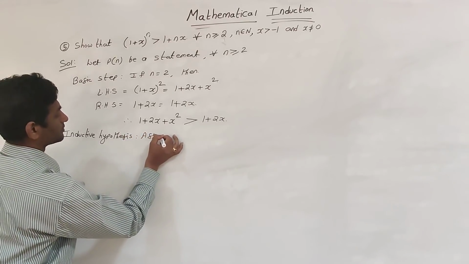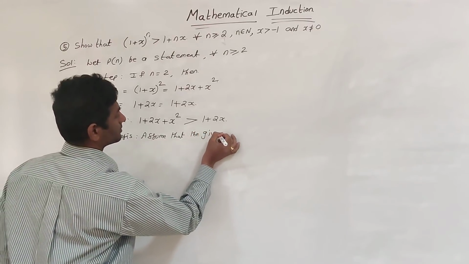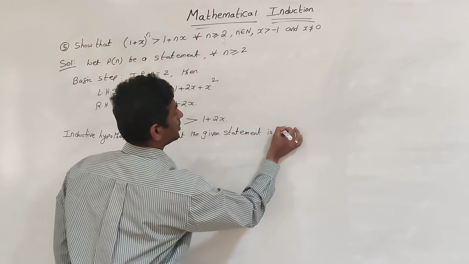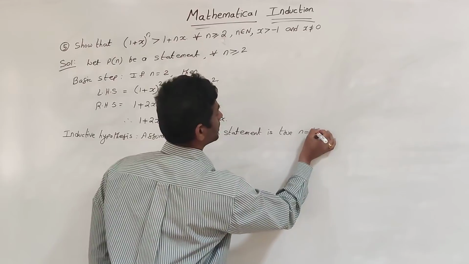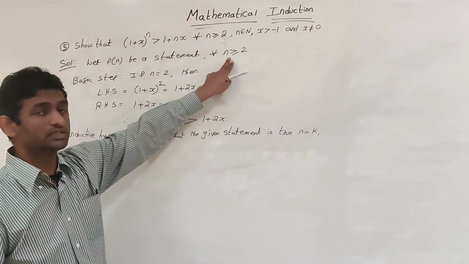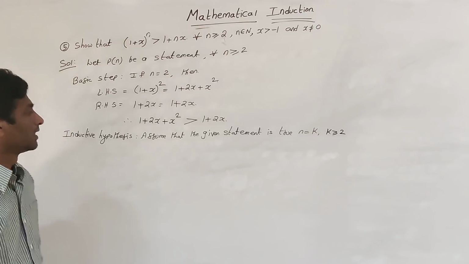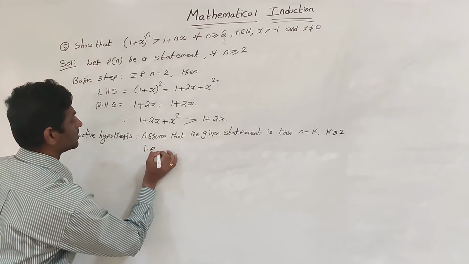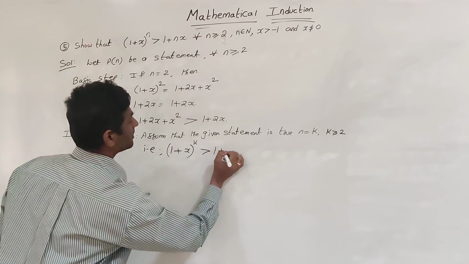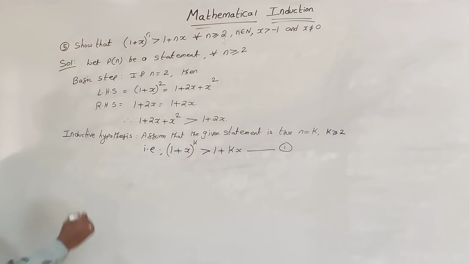Assume that the given statement is true for n is equal to k, where k is a natural number, and the condition from where it is getting satisfied is k greater than or equal to 2. That is, (1 plus x) to the power of k is greater than 1 plus kx. So this is our equation 1, that is our hypothesis. Next, inductive step.